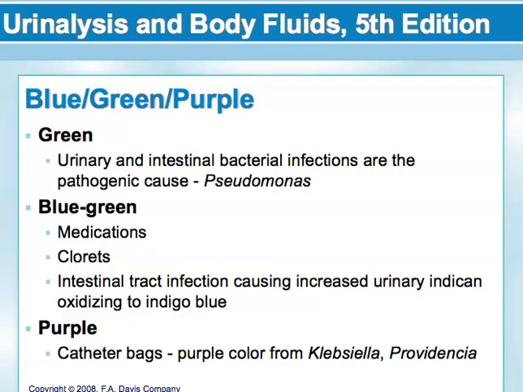Indican is a substance formed by the decomposition of tryptophan in the intestines, and it's excreted in the urine. Ingestion of Chloraseptic breath mints can cause blue or green urine. Certain medication can cause blue urine. Some IV medications can cause green. And a purple color can be seen in catheterized specimens that is caused by either indican or bacterial infection with the organisms Klebsiella or Providencia.